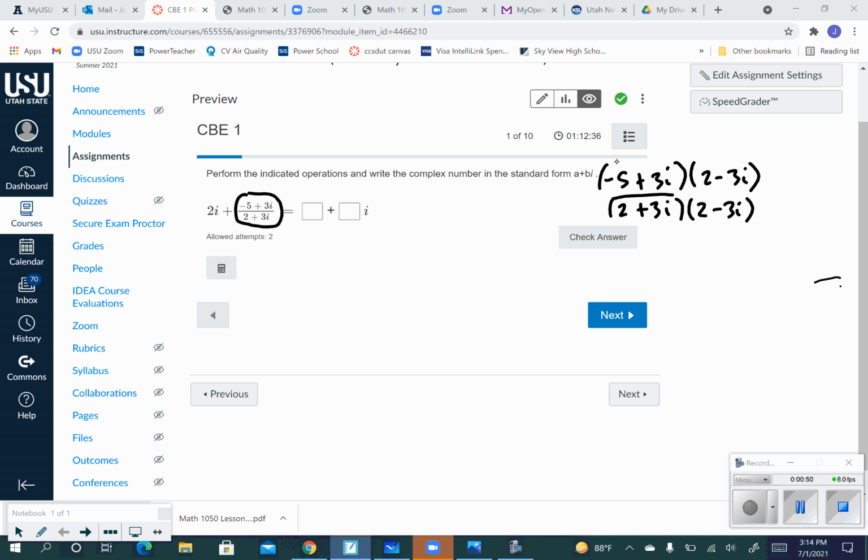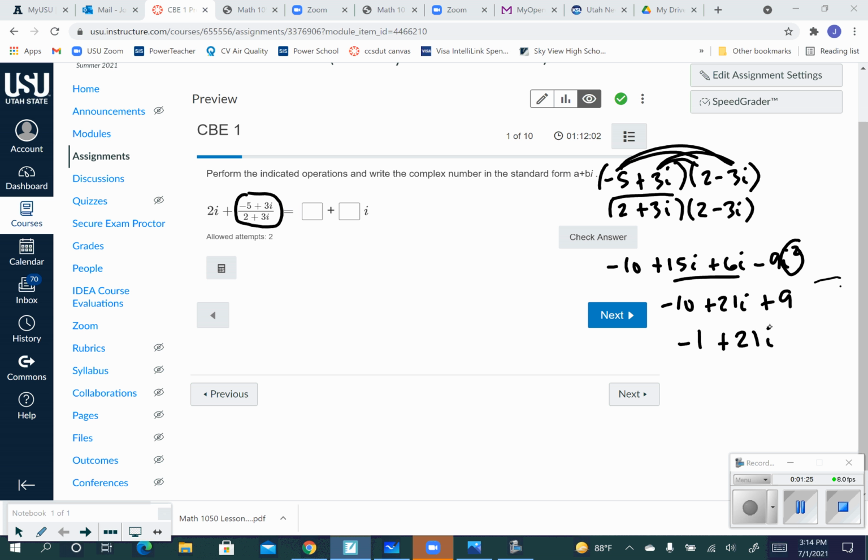Okay, now I've got to do these multiplication problems. Let's go up on top. Let's do the top first. So I have -10 plus 15i plus 6i minus 9i squared. We can combine those i's together right there. I got -10 plus 21i. And that i squared changes to -1 times the -9 would be +9. Add the -10 and the 9 together, end up with -1 plus 21i. So there's the top of the fraction.